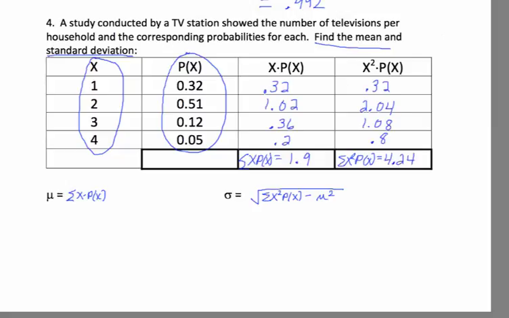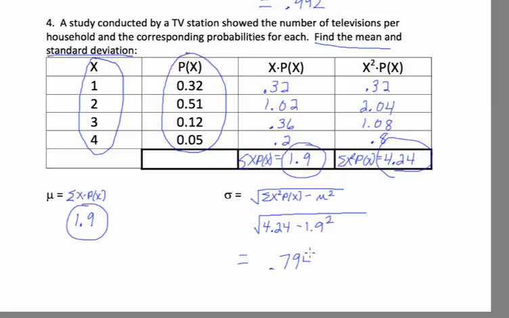I've filled in my table. Now I should be able to find the mean and the standard deviation. The mean is just the sum of the XPX column. That's that. Standard deviation is a little more work. Square root of the sum of the X squared PX column, it's this, minus the mu, 1.9 squared. So I put that in my calculator. There's the standard deviation.